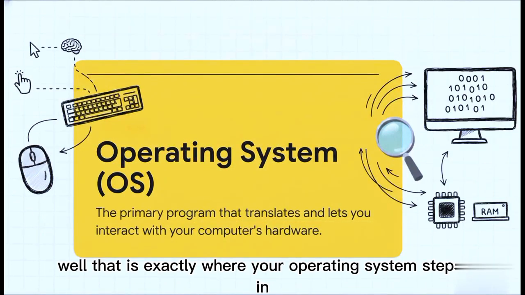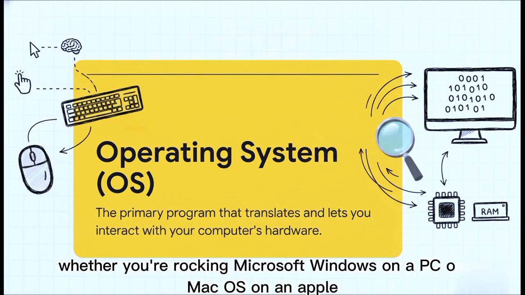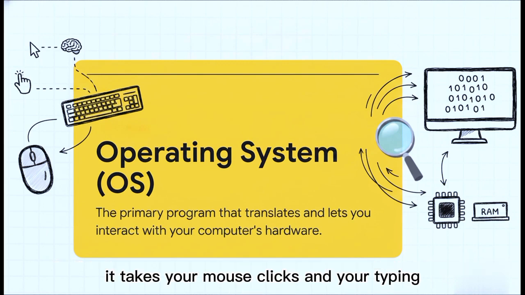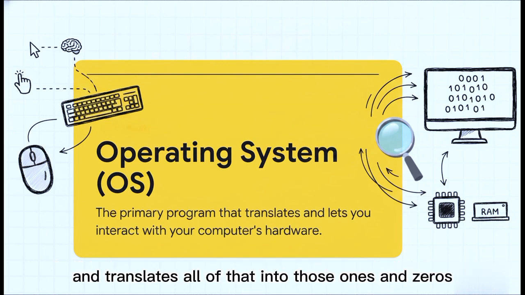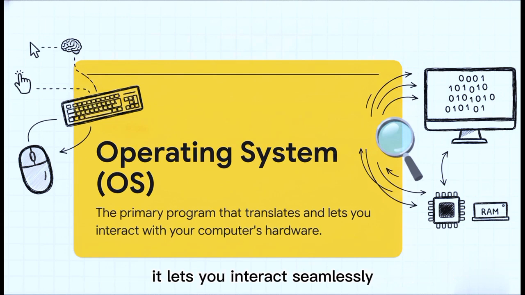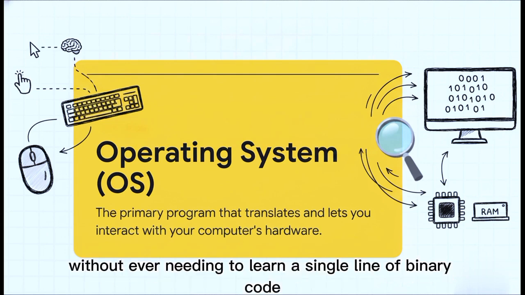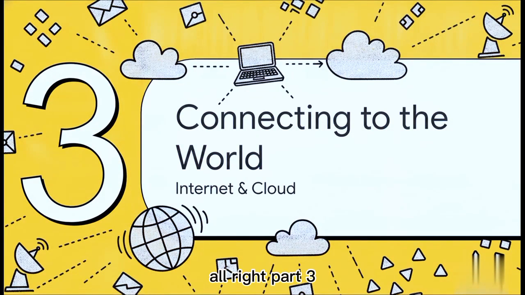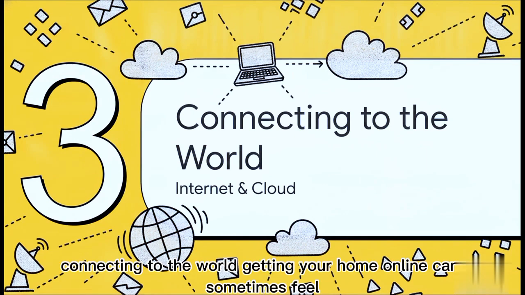Well, that is exactly where your operating system steps in. The OS, whether you're rocking Microsoft Windows on a PC or Mac OS on an Apple, acts as this vital built-in translator between you and the hardware. It takes your mouse clicks and your typing and translates all of that into those ones and zeros. It lets you interact seamlessly without ever needing to learn a single line of binary code. Pretty amazing, right? All right, part 3, connecting to the world.